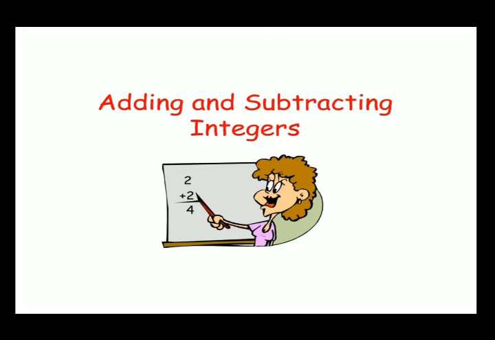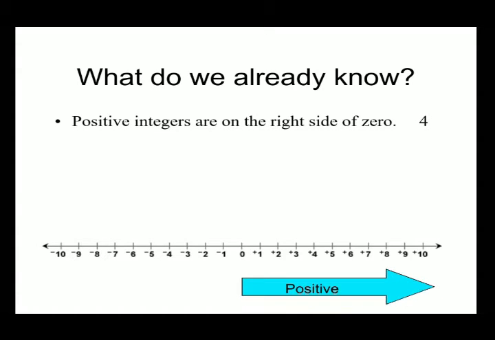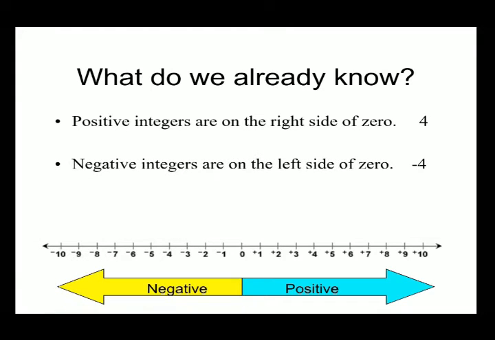Today we are going to learn addition and subtraction of integers. What we have already learned is that positive integers are on the right side of the 0. Here you can see 4 is a positive integer and it is denoted on the positive side of the number line. Negative integers are on the left side of the 0, that is minus 4, and all the negative integers are denoted on the negative side of the number line.